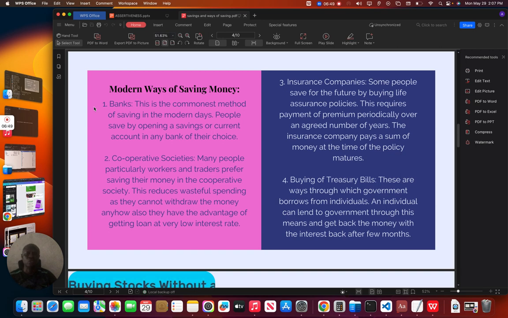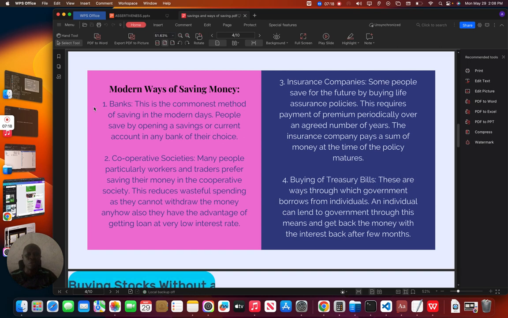This takes us also to insurance companies. We are looking at modern ways of saving money. Through insurance companies, some people save for the future by buying life assurance policies. This requires payment of premium periodically over an agreed number of years. The insurance company pays a sum of money at the time the policy matures. So you can buy insurance and what have you.